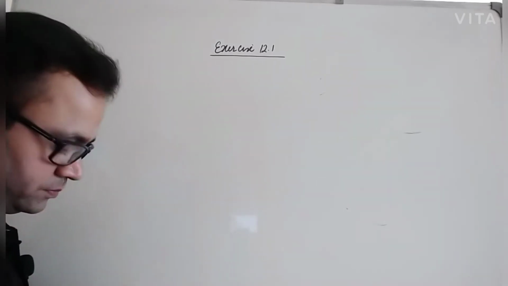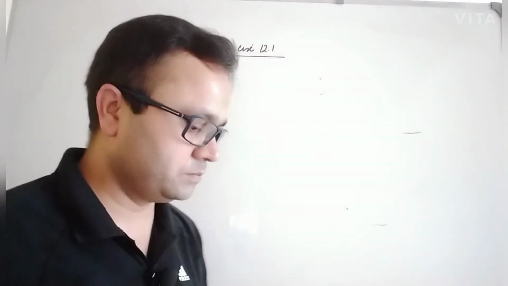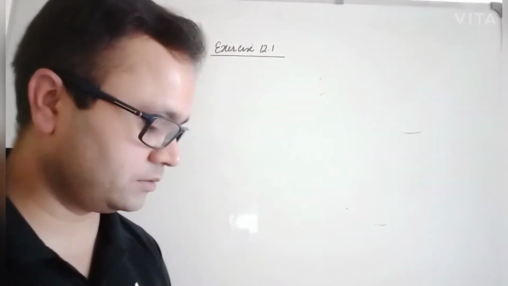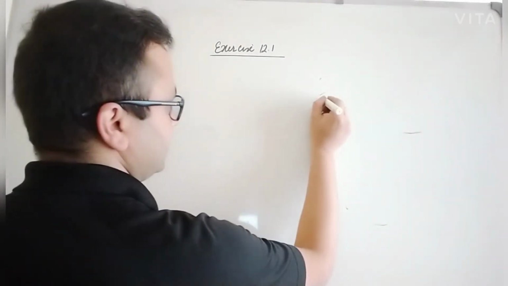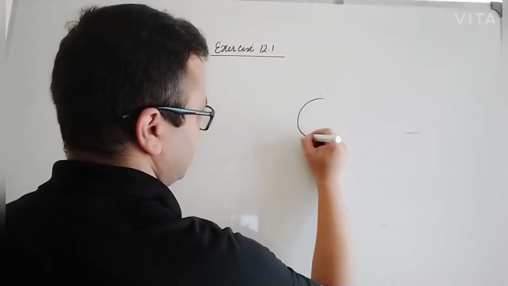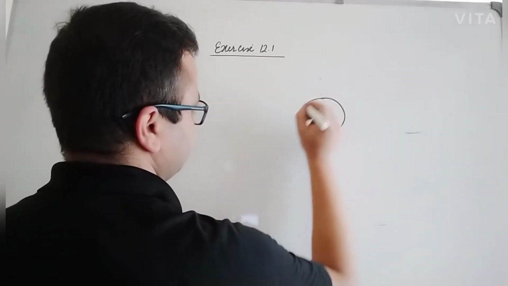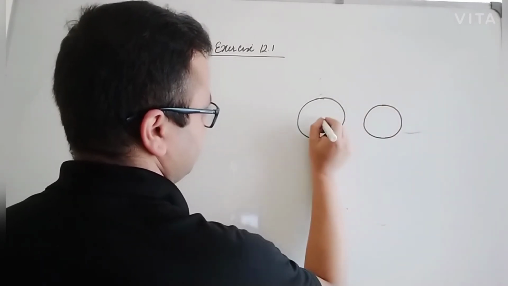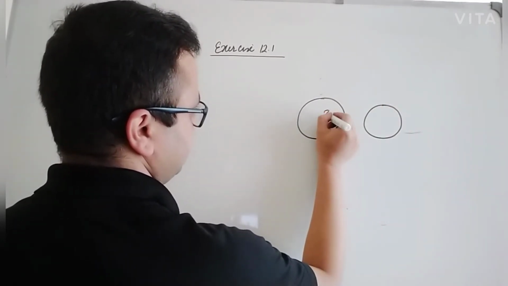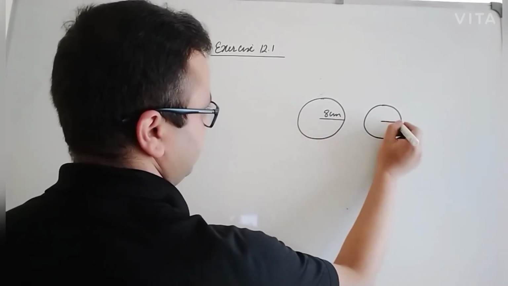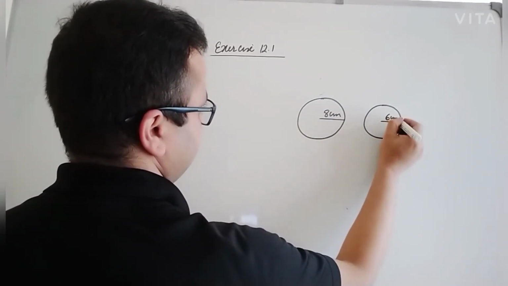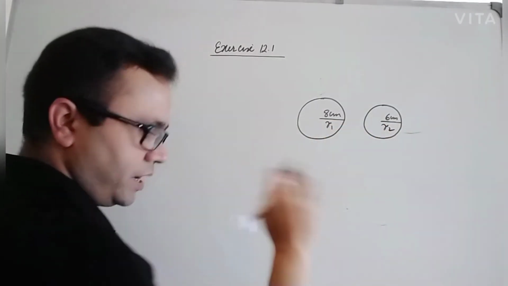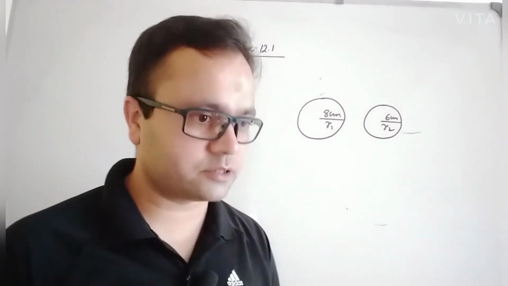Question number 2 is, the radii of two circles are 8 centimeter and 6 centimeter. So the radius of this circle is 8 centimeter and the radius of this circle is 6 centimeter. Now this is r1 and this is r2.